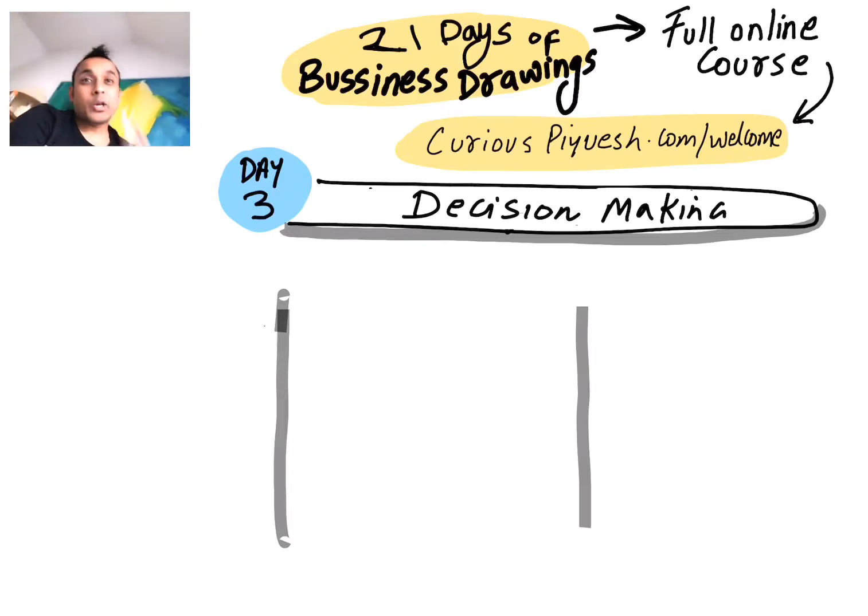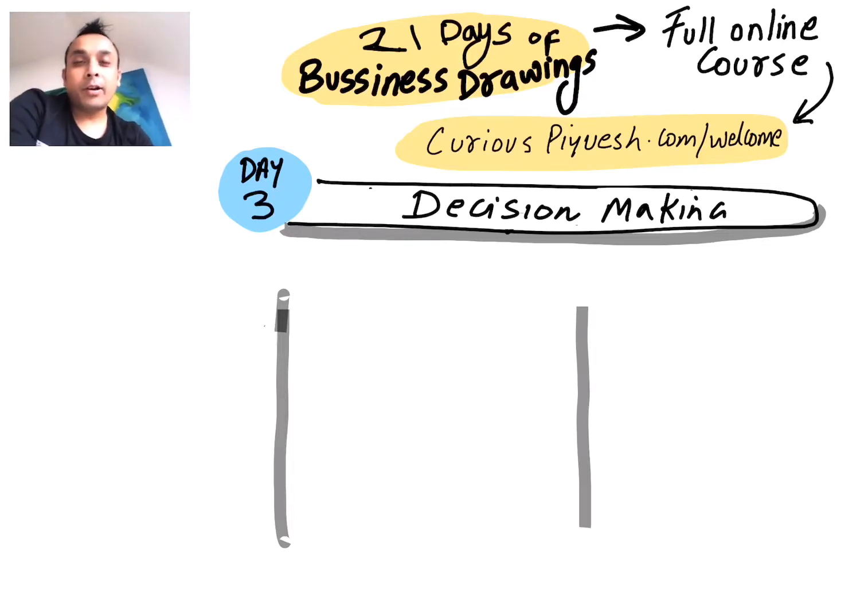Hi guys, today is day 3 and today we will learn 3 ways to draw decision making, whenever you have to take a decision in business or in any sphere of life. Let's see 3 ways of drawing decision making.